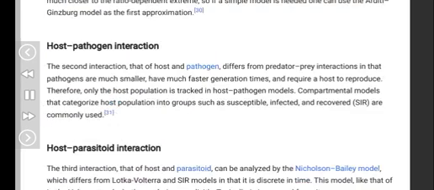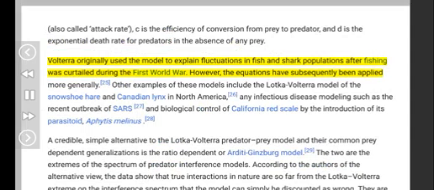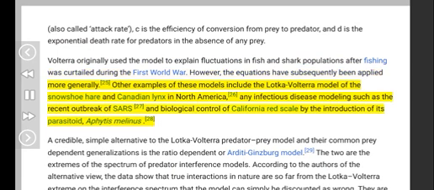Volterra originally used the model to explain fluctuations in fish and shark populations after fishing was curtailed during the First World War. However, the equations have subsequently been applied more generally. Other examples of these models include the Lotka-Volterra model of the snowshoe hare and Canadian lynx in North America, any infectious disease modeling such as the recent outbreak of SARS, and biological control of California red scale by the introduction of its parasitoid, Aphytis melinus.